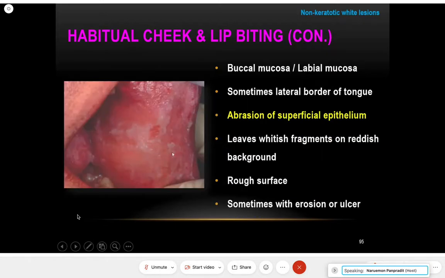This is a rat. Desquamated epithelium with erosion character. The common sites are buccal mucosa, labial mucosa and tongue. The erosion is just in the superficial epithelium, not deep into the connective tissue. This is an important character. Rough surface, but in some patients, if they bite too deep, some points may be shoulder also.